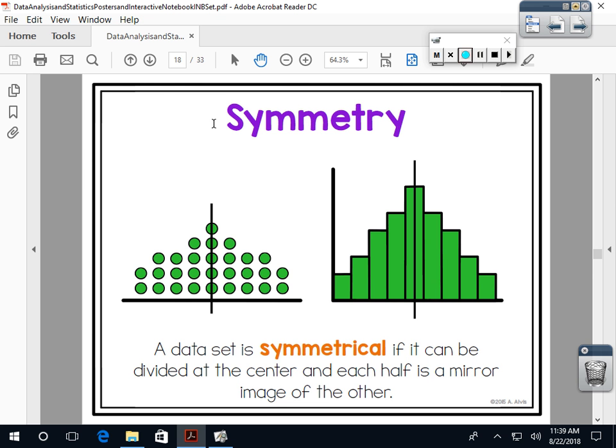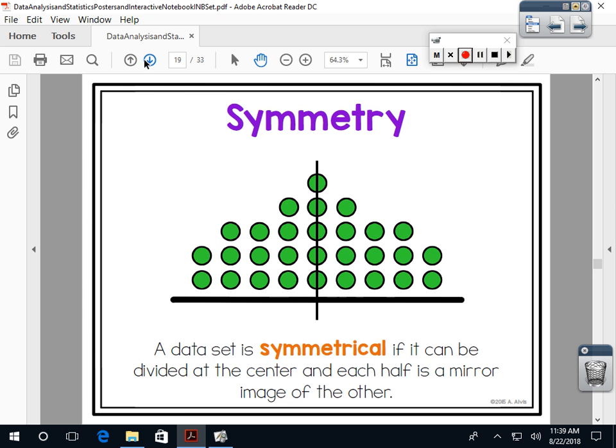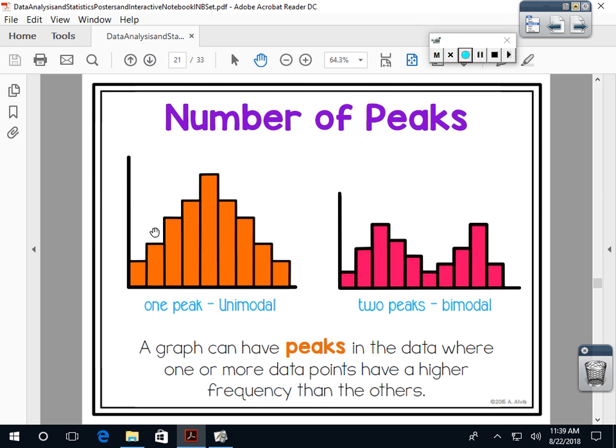Okay, now let's talk about the next thing. Okay, number of peaks. A graph can have peaks in the data where one or more data points have a higher frequency than others. And what is that called? Like this is one peak because that's one mode, right? But over here, there's two peaks because there's two modes, bimodal. So you don't have to draw the picture, but you do need to write the definition of what peaks are. And then I would also write one peak would be unimodal and two peaks would be bimodal.